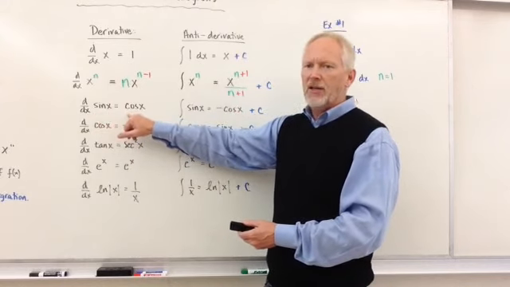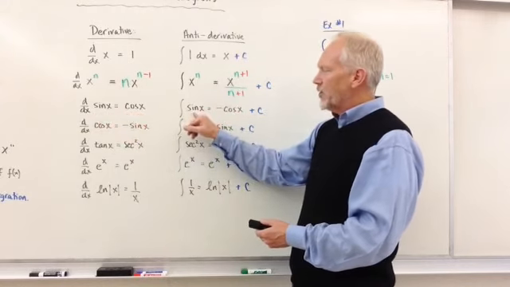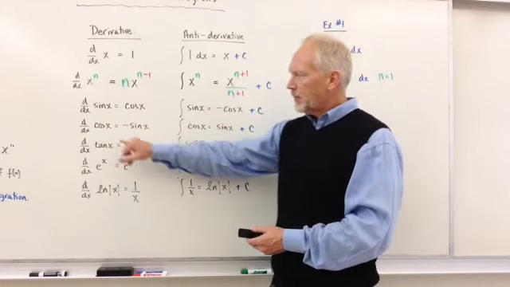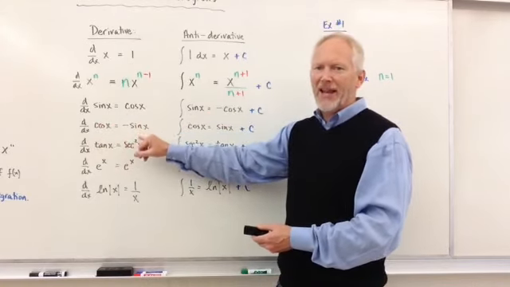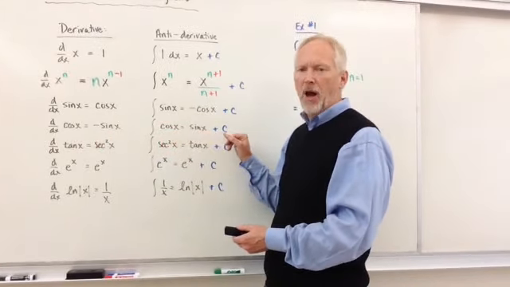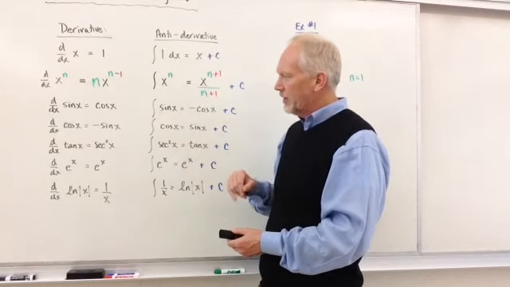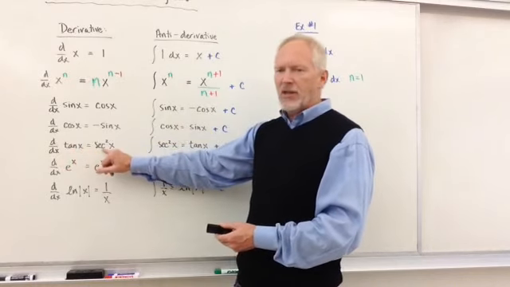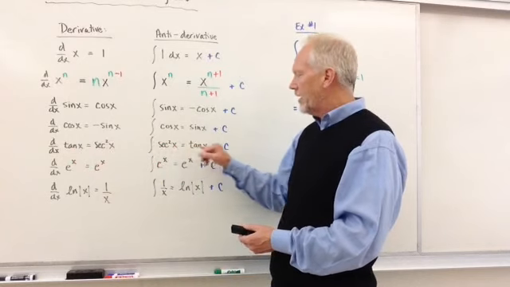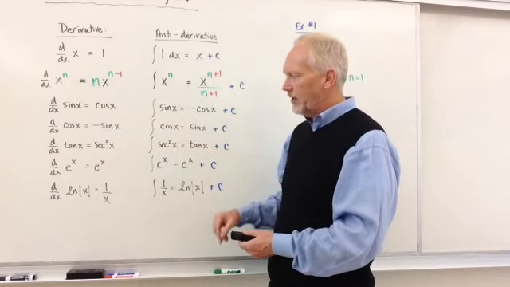Derivative of sine is cosine. Antiderivative of sine is negative cosine plus c. Derivative of cosine is negative sine. Antiderivative of cosine is positive sine plus c. Derivative of tangent is secant, and of course the antiderivative of secant is tangent plus c.